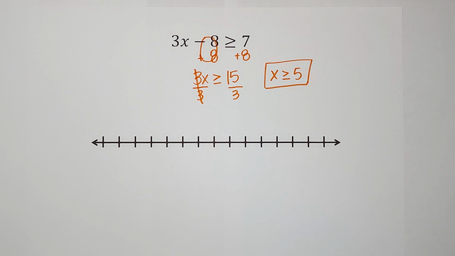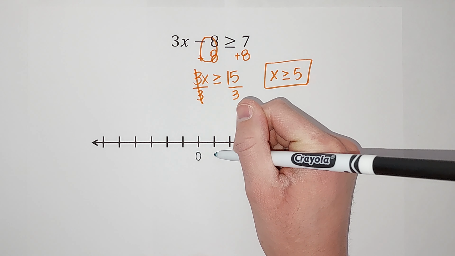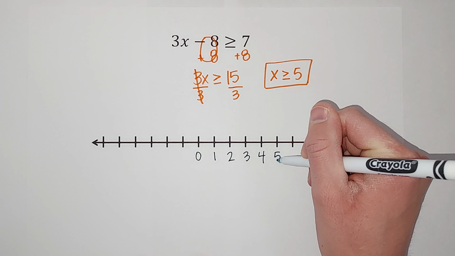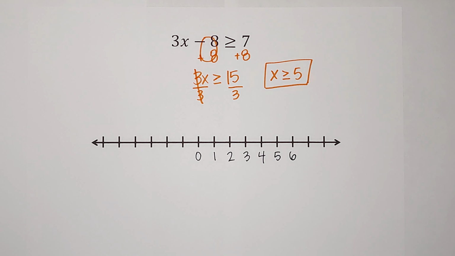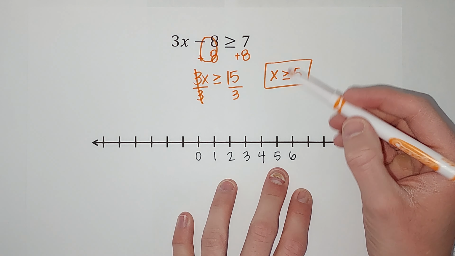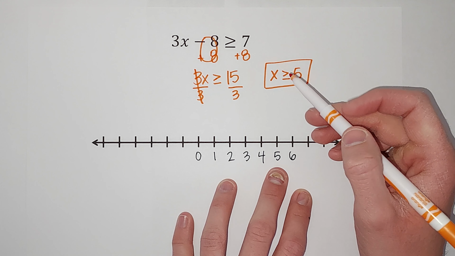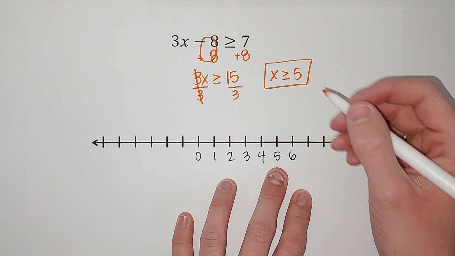So here is my beautiful number line, okay? And we can label it. We can go 0, 1, 2, 3, 4, 5, 6. And honestly, you probably won't need one this detailed on your homework, but I just did it detailed. There you go. Okay, so 5 is my important number here, right? So we know x is greater than or equal to 5.